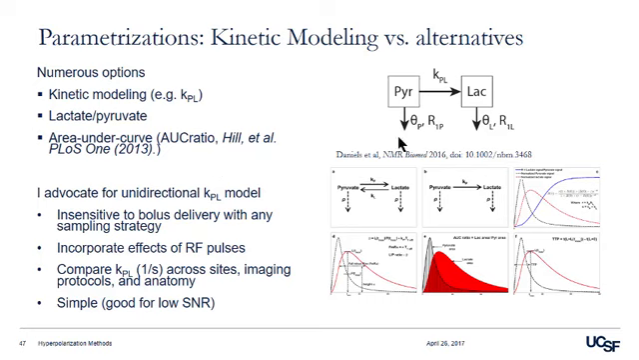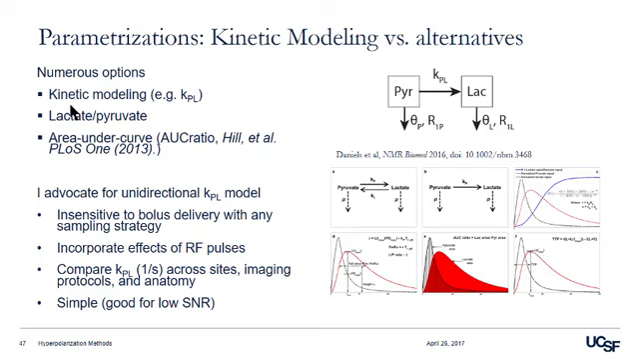One of the most common is to set up some sort of kinetic model. And this is assuming that we're injecting pyruvate here. It's going to be converted to lactate. And then we're going to account for factors like the flip angles we've applied to pyruvate and lactate, as well as the relaxation rates. This is an assumption we often make, that it's a unidirectional model. So there's only conversion from pyruvate to lactate, not the reverse. And there's some nice work showing that this is generally true.